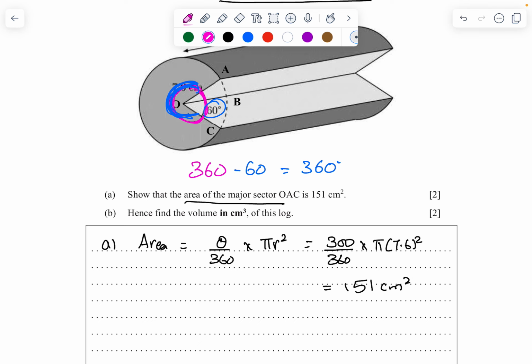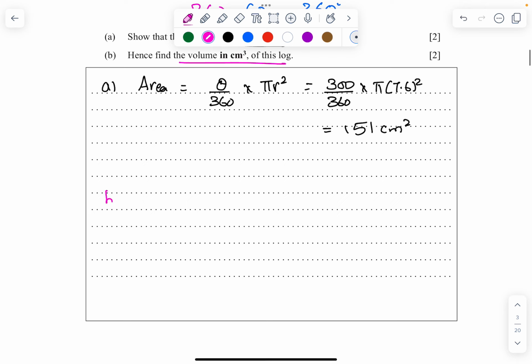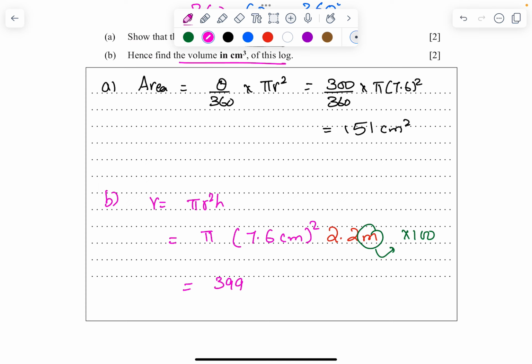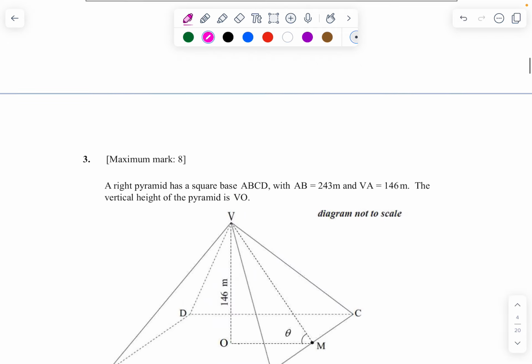Next, what is being asked? Find the volume in centimeter cube of this log. So it's a cylinder. The cylinder formula is nothing but pi r square h. So pi, and radius is 7.6 centimeters square, and the height is 2.2 meters. But these meters need to be converted into centimeters, so multiply by 100. So what am I going to get? Answer is 39920.84617. In three significant figures, 39921 centimeter cube. That's going to be the answer for question number 2.